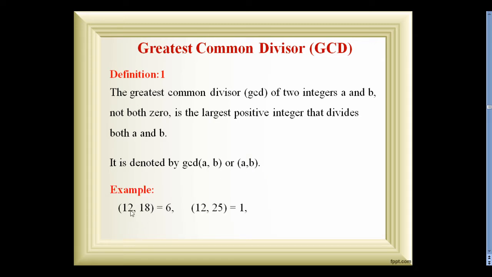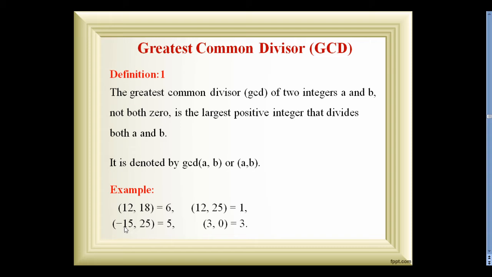12, 18, we are finding the GCD here. You find out all the divisors of 12 and all the divisors of 18 and take the common divisors for both 12 and 18. In that, you will get the greatest common divisor is 6. This is the GCD of 12, 18. And here you can see 12, 25. There is no common divisor for 12 and 25 other than 1. Only 1 is the GCD.